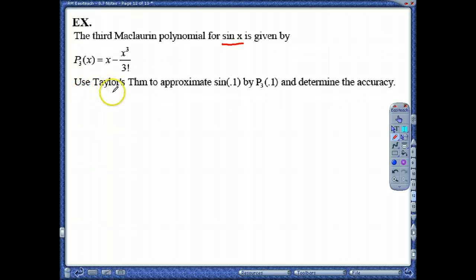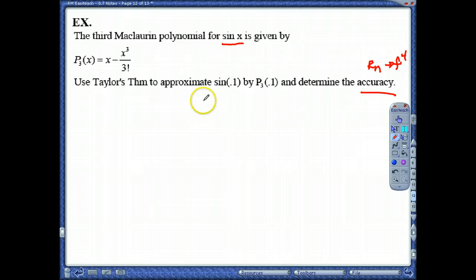Now they want us to use the Taylor theorem, and that's just this right here, to approximate sine 0.1 by this polynomial and determine the accuracy. We already know what this Maclaurin polynomial is, but I know I'm going to need that accuracy, so I'm going to have to find that R sub n, which means I'm going to need to find the fourth derivative.